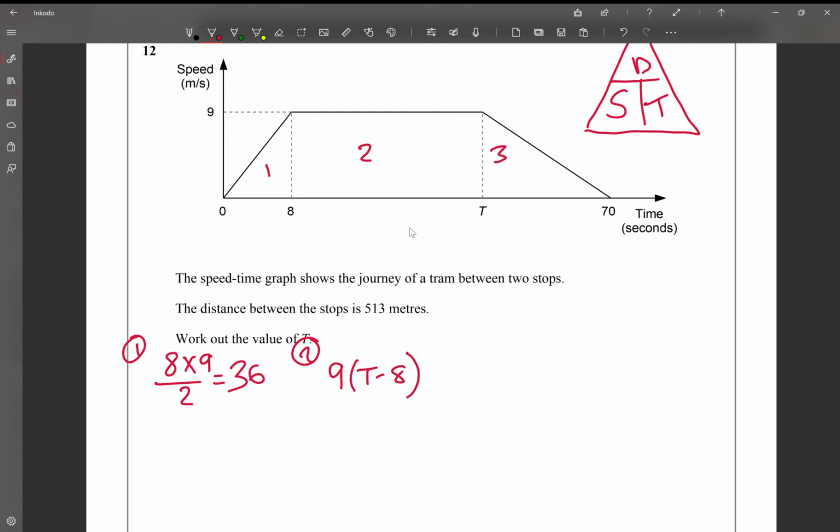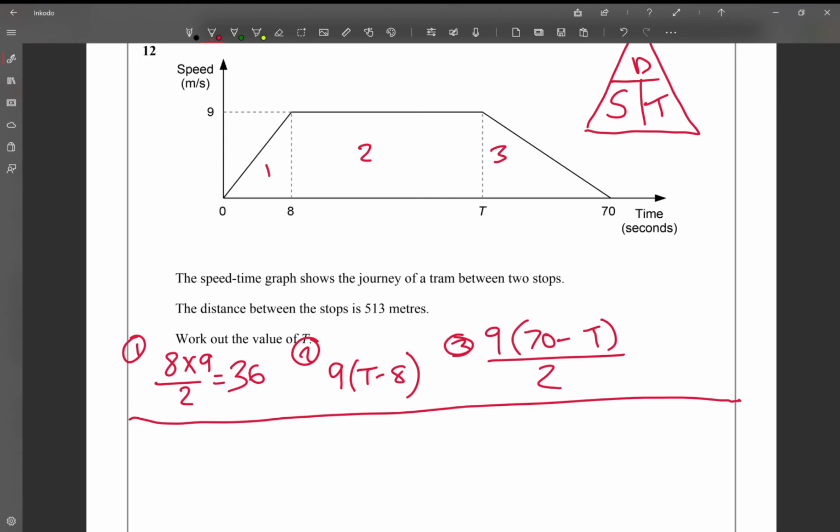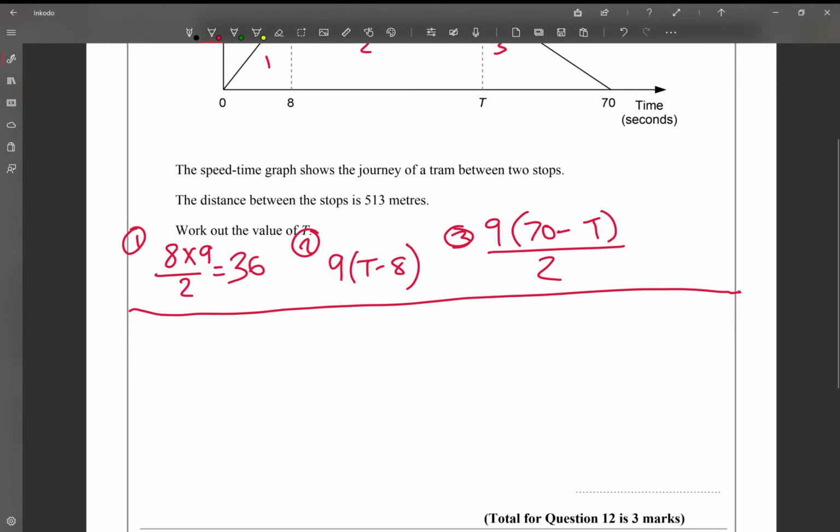And then the third part, the difference here will be 70 minus t, again times it by 9. And then divide it by 2, sorry, because it's a triangle. Be very careful on that. So that's our three equations. We know they all add to make 513, so we'll write them and expand them out.